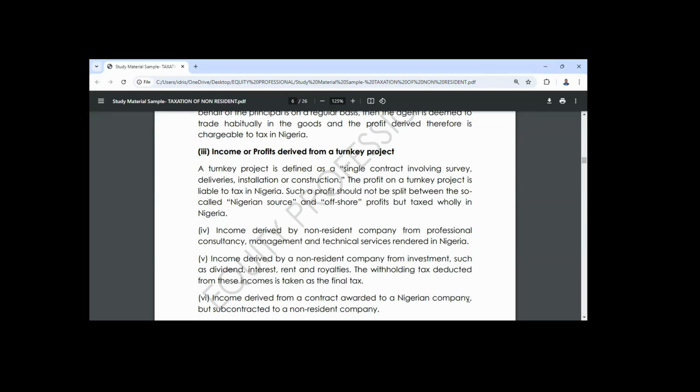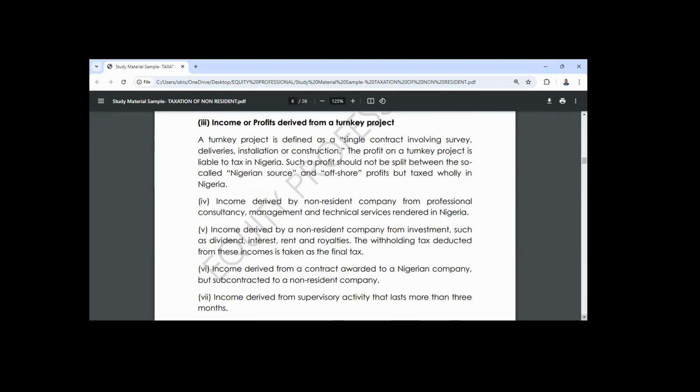Another one is when the non-resident company derives income from investment activities. They derive investment income in Nigeria. When they derive rent in Nigeria, or interest in Nigeria, or royalty in Nigeria, or dividend in Nigeria. All these too, we will not ask them to come and be filing a tax return, to come and be preparing audited accounts. No, they will just pay one-off tax or withholding tax. And that withholding tax is regarded as what? Final tax.